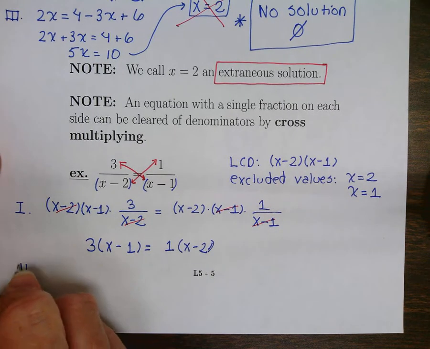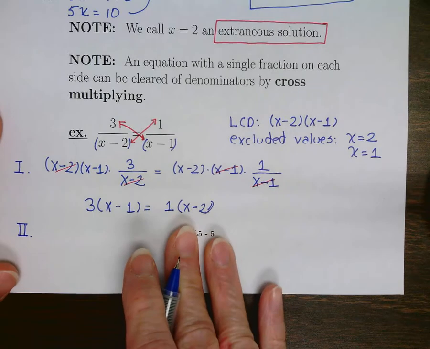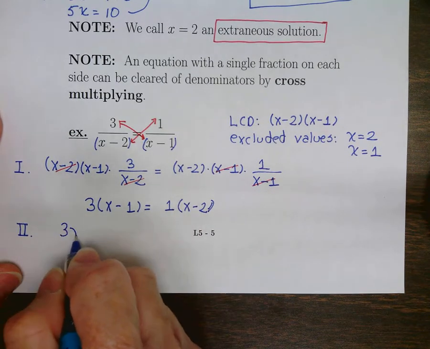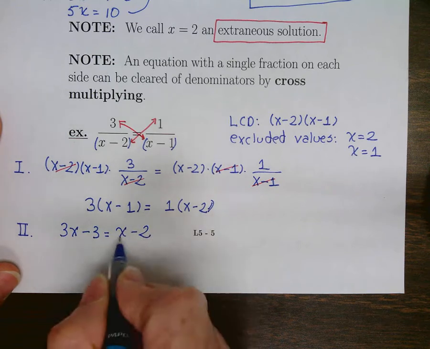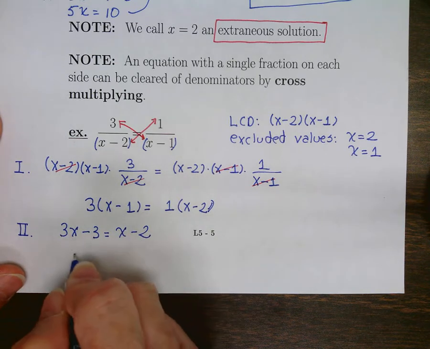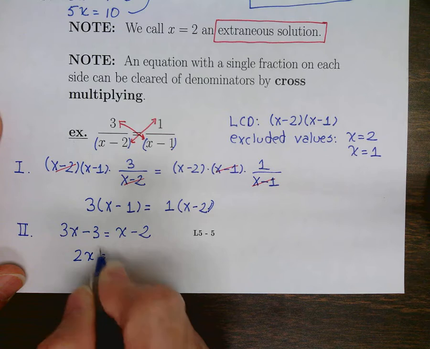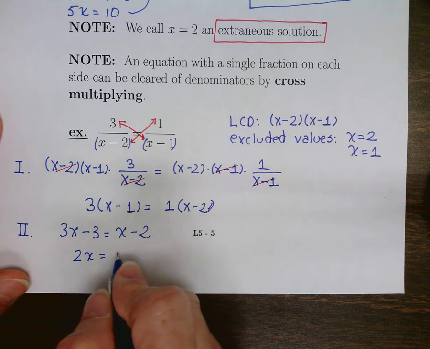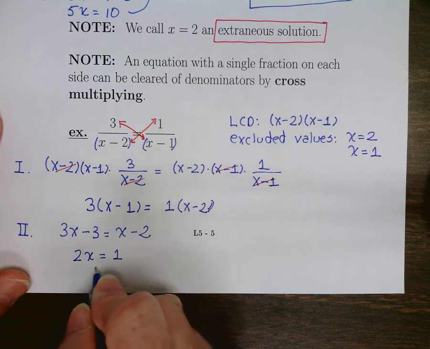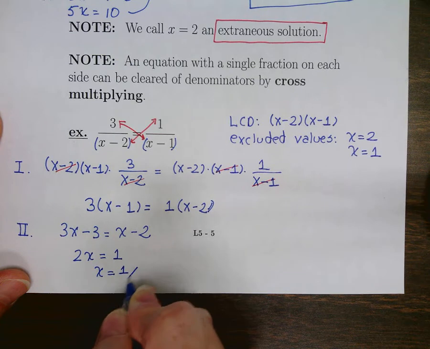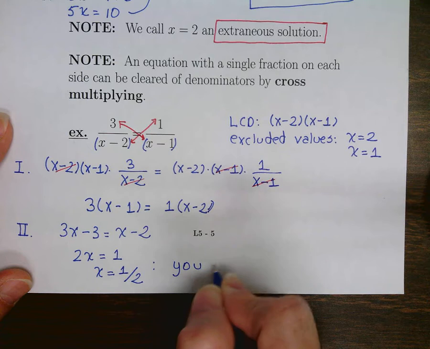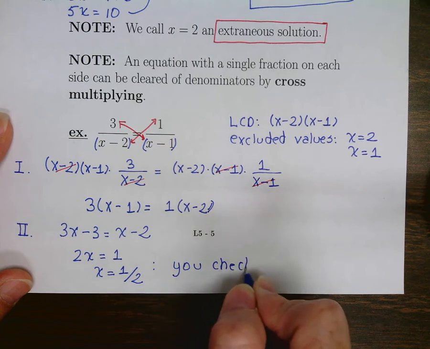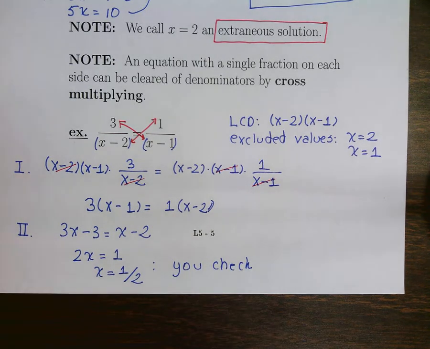Okay, now if I quickly solve this, I get 3x minus 3 equals x minus 2, and bring that over. 2x equals 3 minus 2 is 1, so x equals 1/2, and I'm going to let you check that and make sure that that works. Okay, thank you.